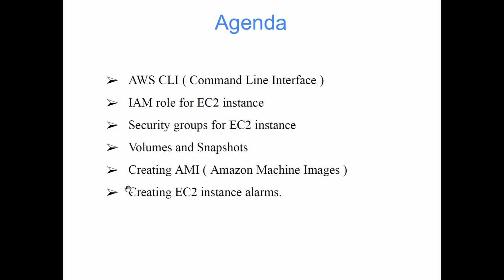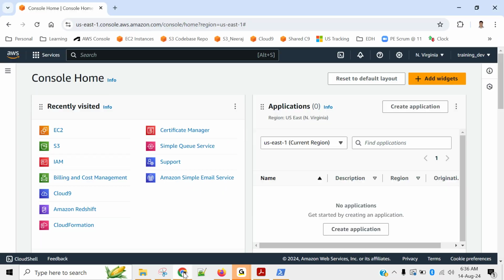Starting with the first one, AWS CLI. Before we do that, we need to log in to our server. So let me go back to my AWS console. I have already logged in. We'll go to EC2.